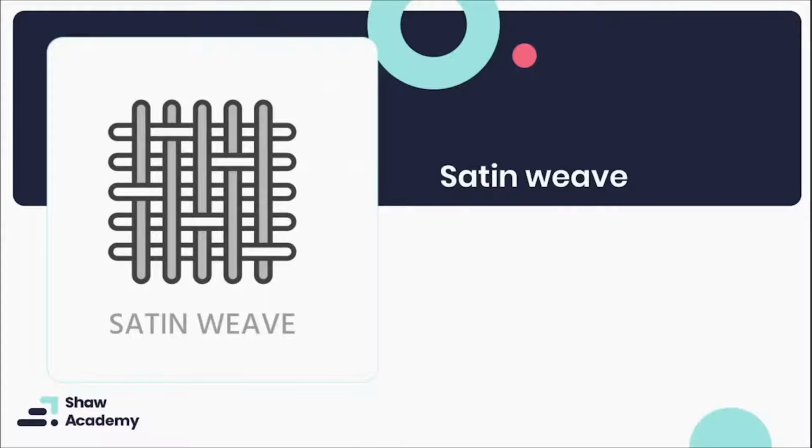Satin weave is made up of randomly floating yarns over 5 or more yarns and is recognized by its shiny, smooth, and lustrous surface. Satin weaves tend to be quite stiff, except when very fine and flexible yarns are used.